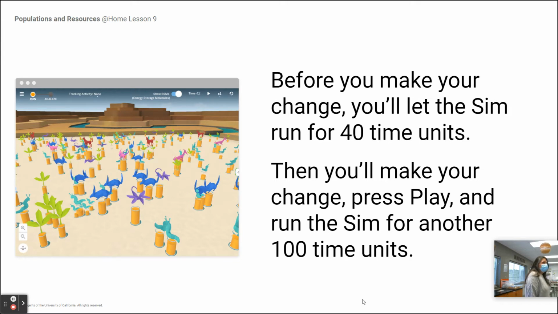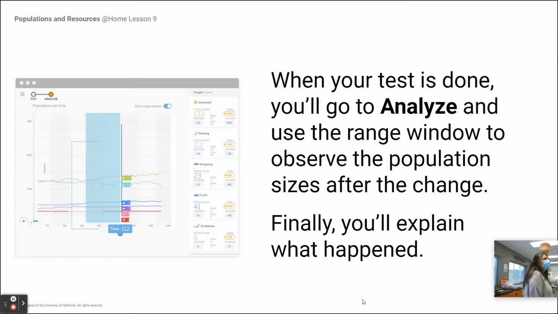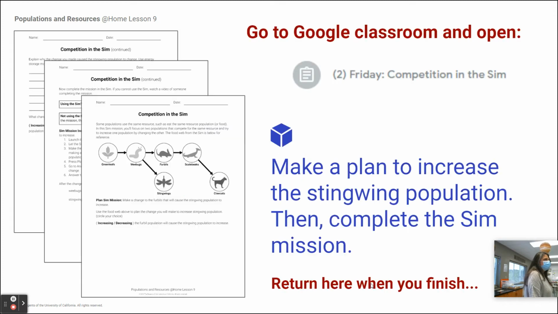Before you make your change, you're going to let the sim run for 40 time units. Last time we let it run for 20. We're going to let it run for 40. Then you'll make your change, press play, run the sim for another 100. So similar to what we've done in the past. When your test is done, you go to Analyze and use the range window to observe the population sizes after the change. Finally, you'll explain what happened.